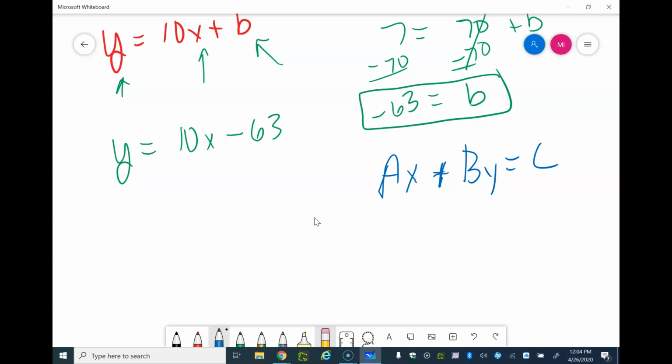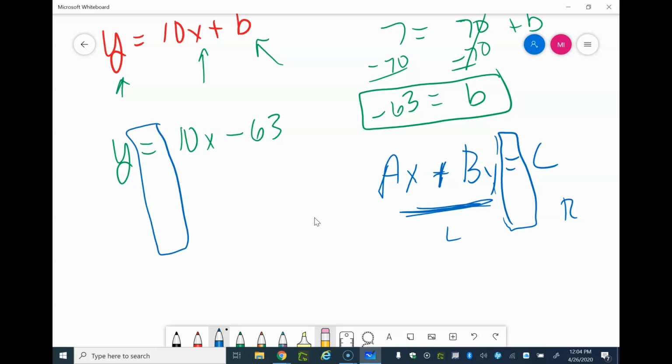So notice here, I need both my x and my y to be on the left side of my equal sign, and just the number to be on the right side. So here's my equal sign. Let's move the negative 10x over by subtracting. These cancel. So on this side now I have negative 10x plus y is equal to negative 63.